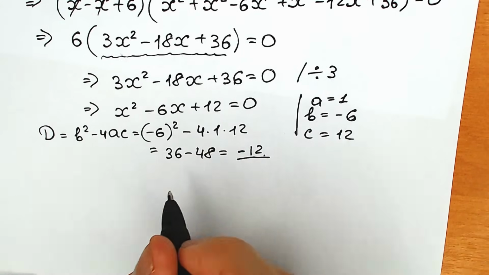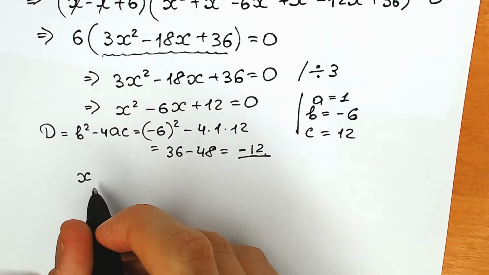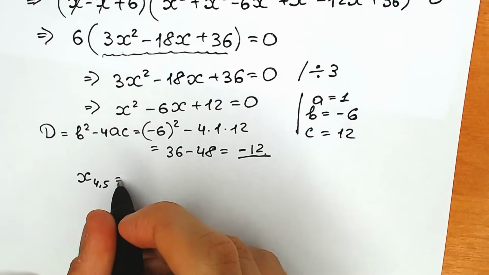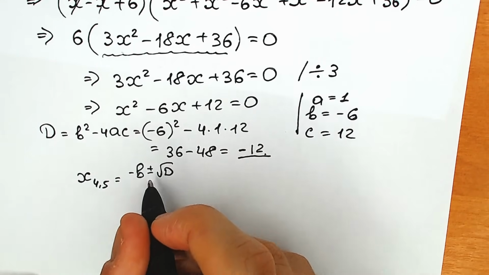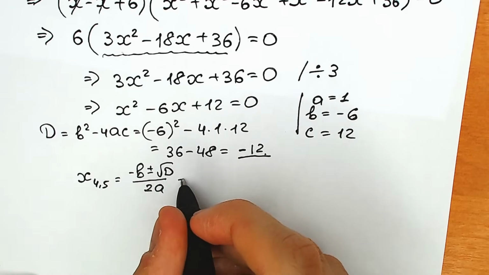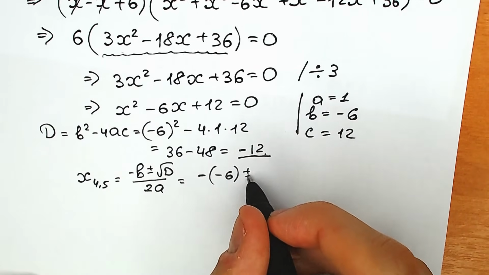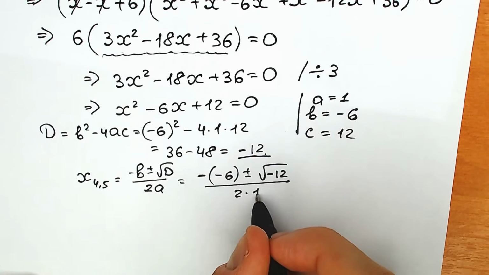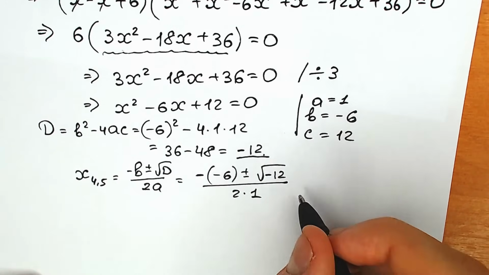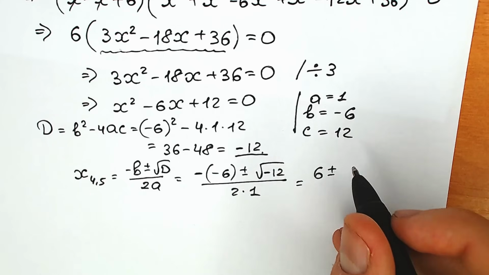So first of all, let's plug this discriminant into our formula. In the beginning we had x first; these are our x second and third... rather, our x fourth and fifth roots. We have minus b plus minus square root of the discriminant, all over 2a. As a result, we have minus b, minus minus 6, plus minus square root of minus 12, and we divide it by 2 times 1. Let's simplify that. As a result, we have 6 plus minus square root of minus 12.